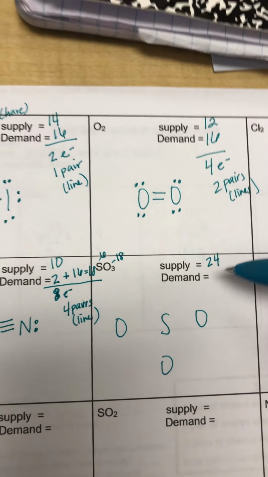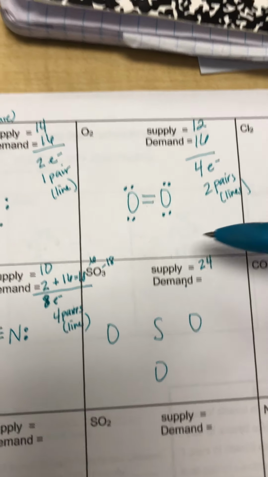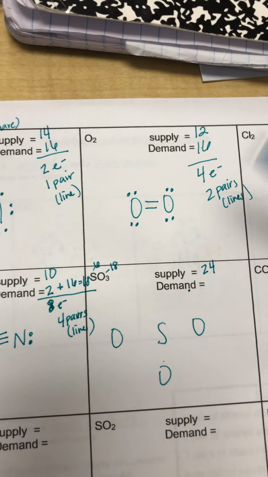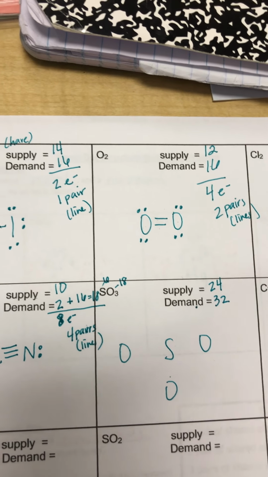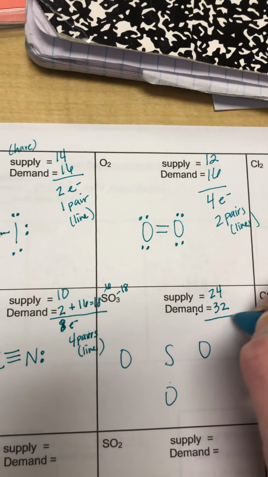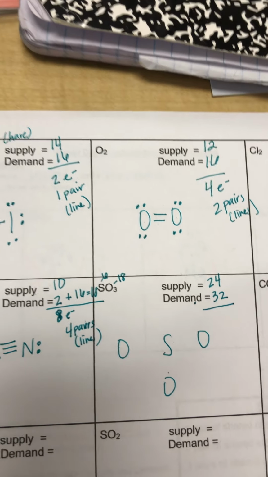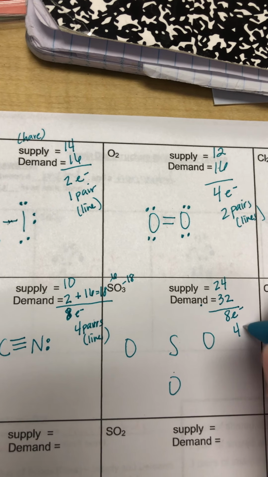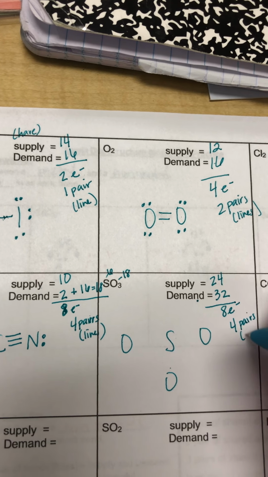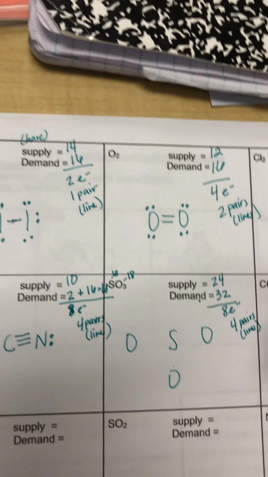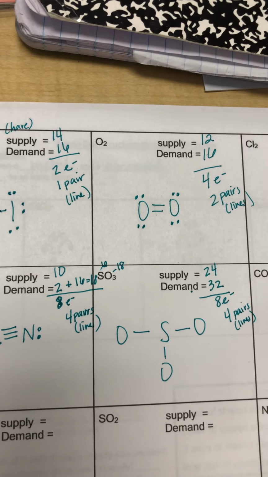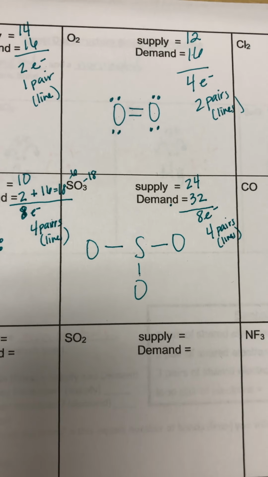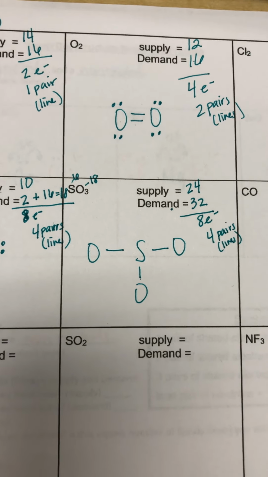My demand, remember, is my ideal, what they want. If I have 1, 2, 3, 4 things, they all want 8. That means ideally they would have 32 electrons. So I find my difference, which is 8. That's the same thing as 4 pairs or 4 lines. I know I have to have at least a line to each thing so that they're bonded. So I just have 1 more line that I need to fill in somewhere.